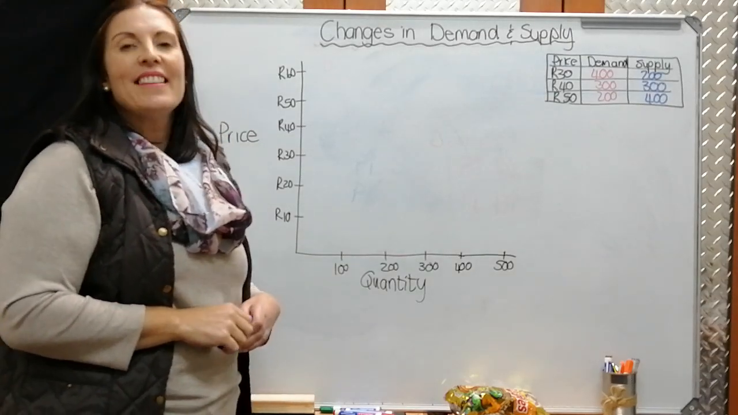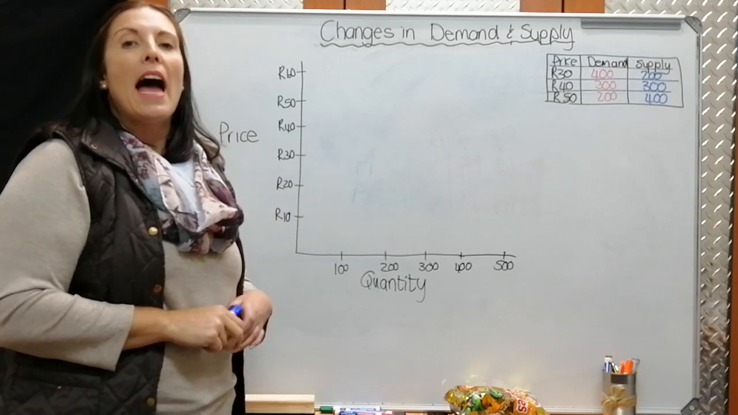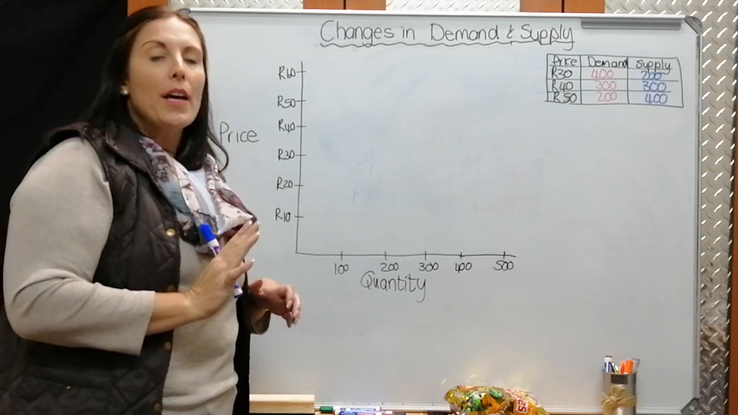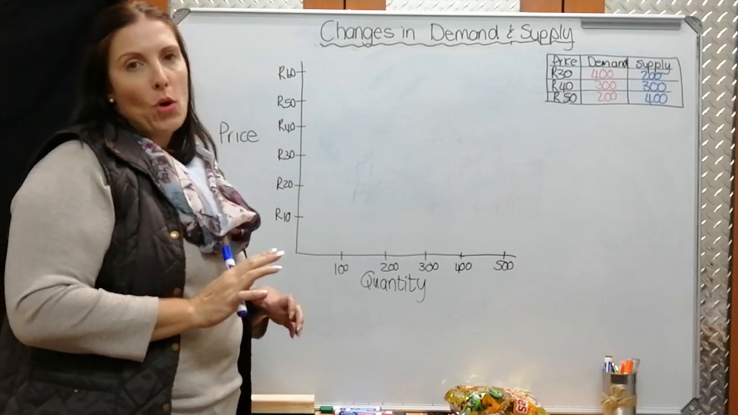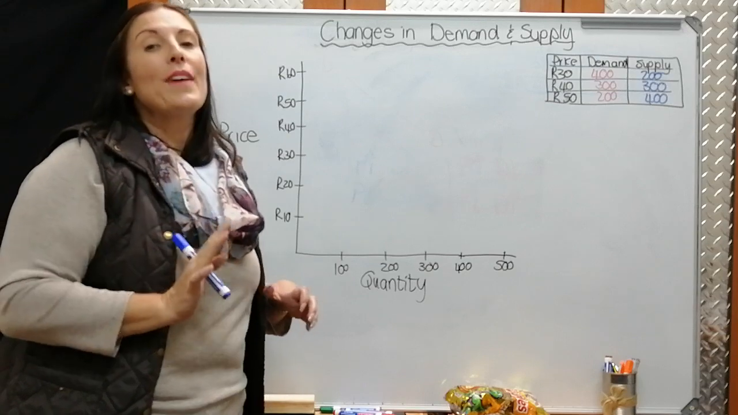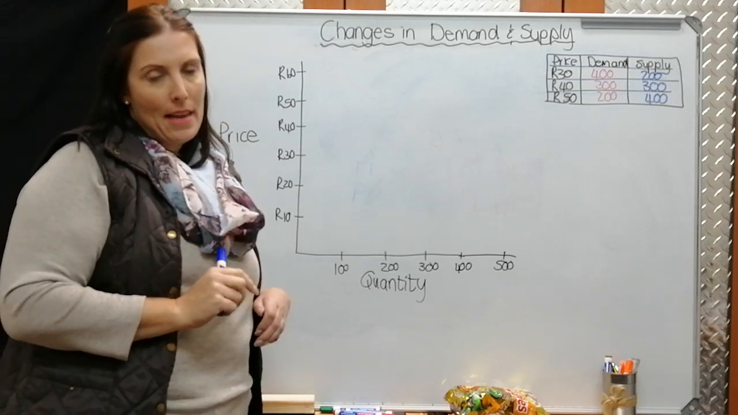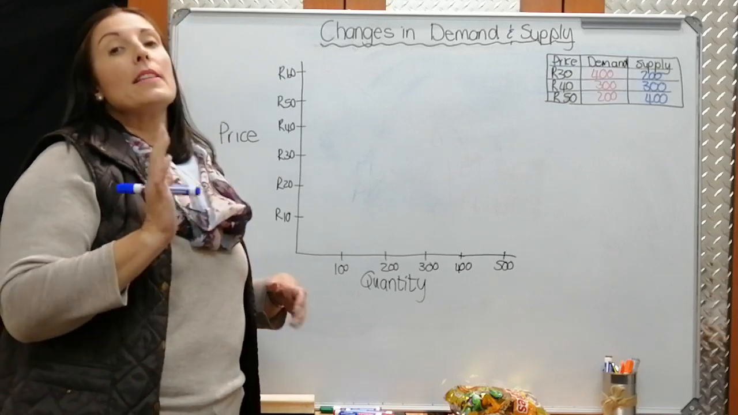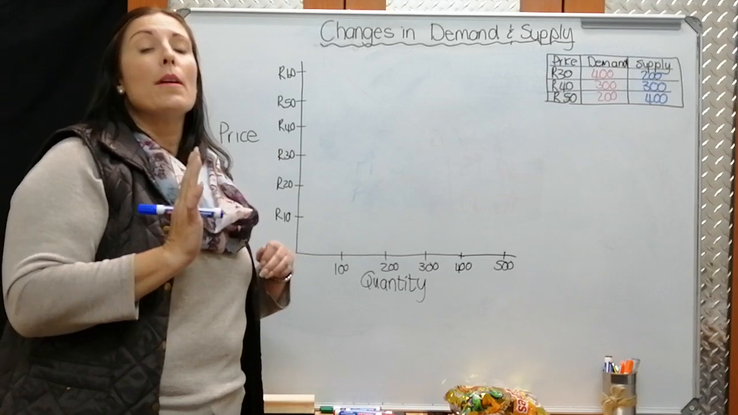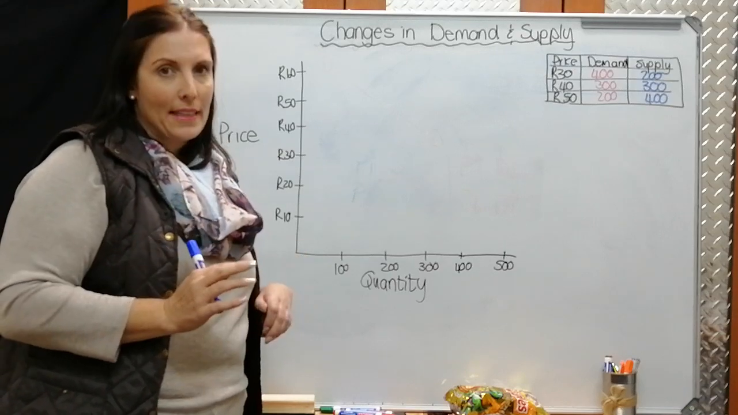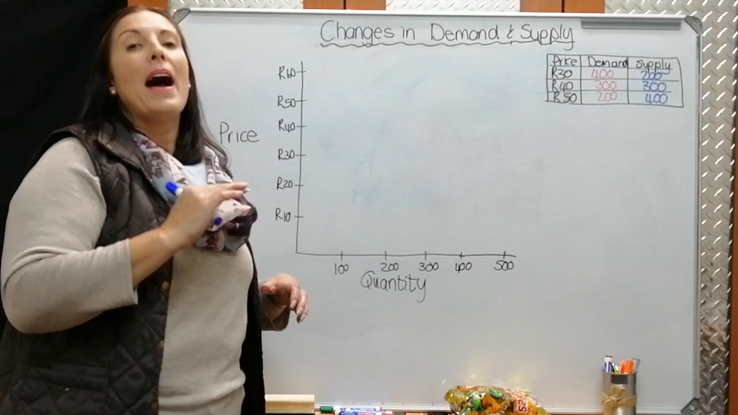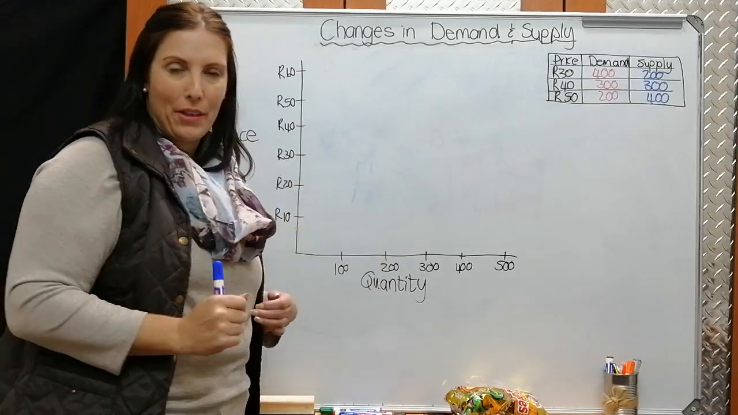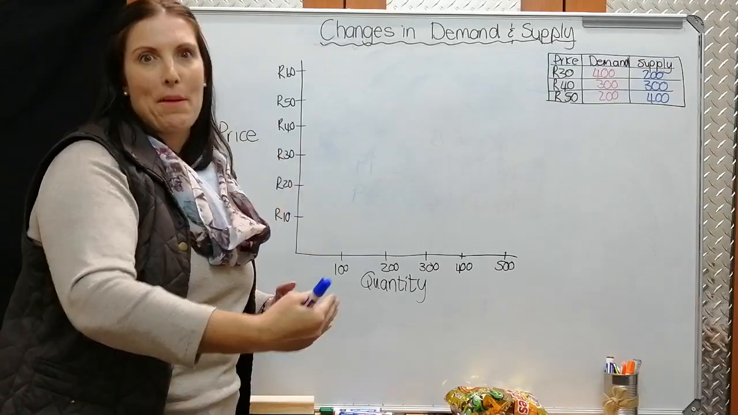Welcome, grade nines. In this session, we're going to look at how the demand and supply curves look if there is a change in demand and supply due to factors other than the price that has changed. So in this case, prices actually stay the same, but the demand and supply change because of other factors. And then we're going to look at how that affects the equilibrium point in the market and the knock-on effect. If one thing changes, what happens to the other?